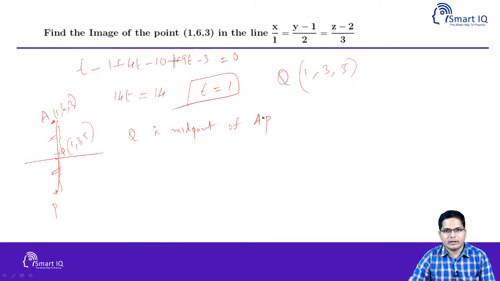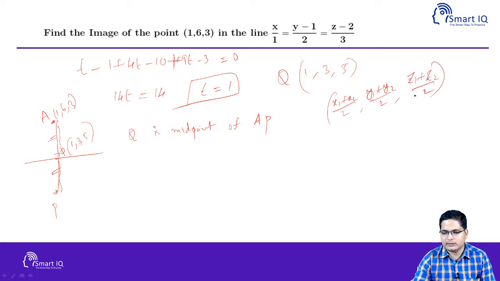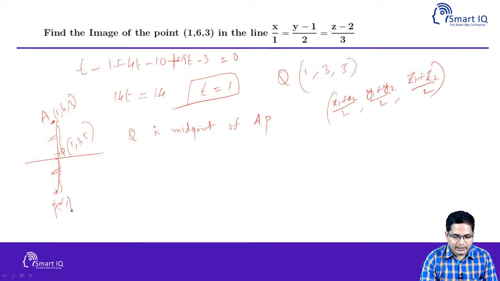The same formula as in coordinate geometry, 2D geometry: (x1 plus x2)/2, (y1 plus y2)/2. But in 3D geometry there is also the z coordinate, (z1 plus z2)/2. This is the formula of the midpoint. Now let us assume P as (alpha, beta, gamma).